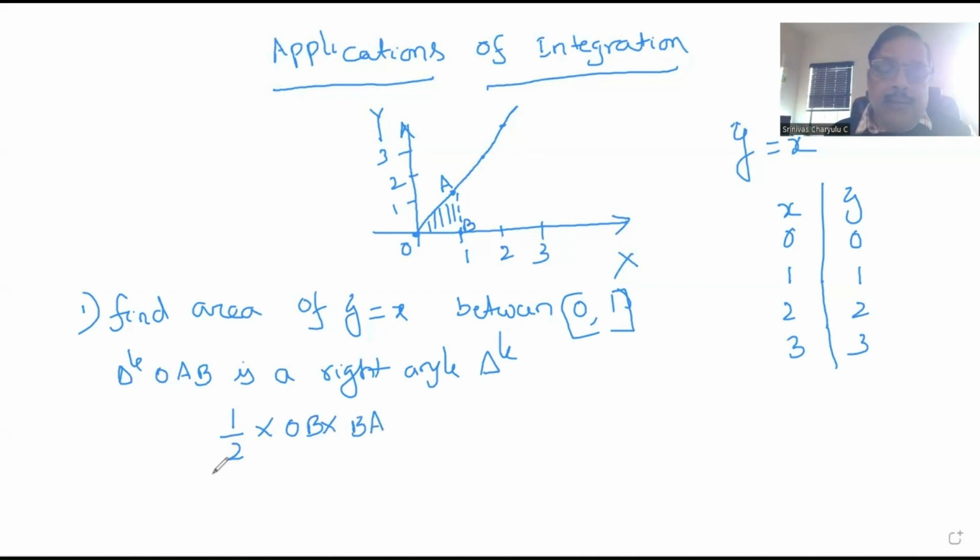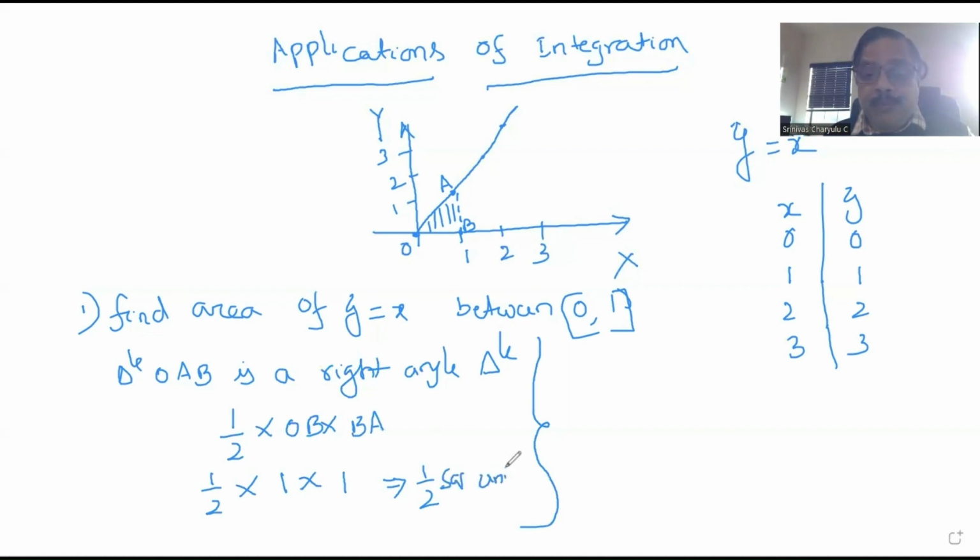Correct or not? So half into what is OB? OB is nothing but this distance, the interval, 1 minus 0, that is 1. What is AB? This height, that itself is 1. So totally our area is 1 by 2. So geometrically we got the answer as 1 by 2 square units.